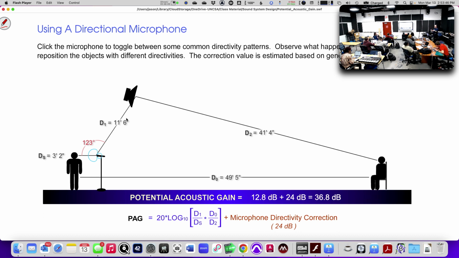So picking the right directivity and the right position of the loudspeaker relative to that is how you get your gain. Hopefully the loudspeakers are nowhere near the mics, but sometimes that can't be avoided. Okay, any questions about that? Does that make sense?